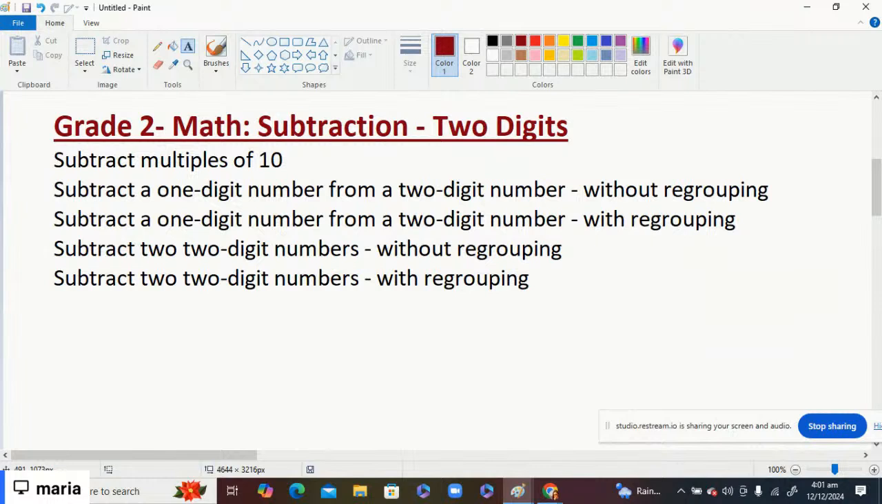So today we are here for grade 2 maths. The chapter we discuss today is subtraction, two digits. And here is the list of the lessons. The first lesson we cover today is subtract multiples of 10. Subtract a one-digit number from a two-digit number without regrouping. Subtract a one-digit number from a two-digit number with regrouping, okay? Subtract two two-digit numbers with regrouping and subtract two two-digit numbers without regrouping.